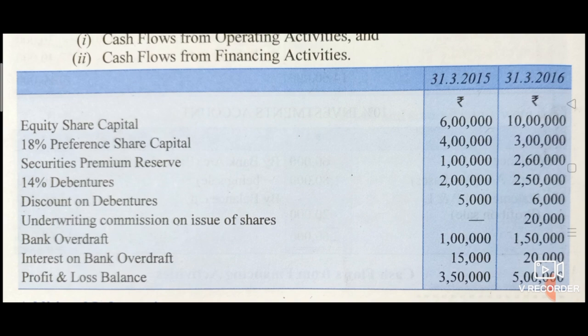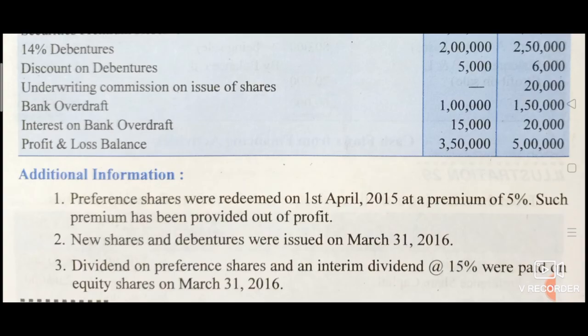Okay, additional information is given there. First, preference shares were redeemed on 1st April 2015 at a premium of 5%. Such premium has been provided out of profit. Second, new shares and debentures were issued on 31st March 2016. Third, dividend on preference shares and an interim dividend at 15% were paid on equity shares on 31st March 2016.